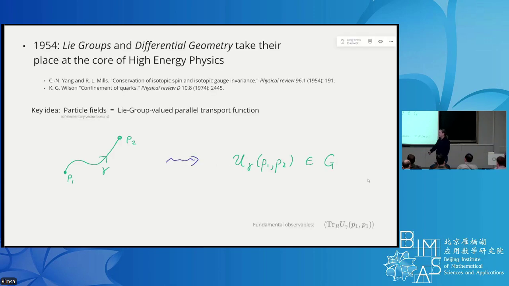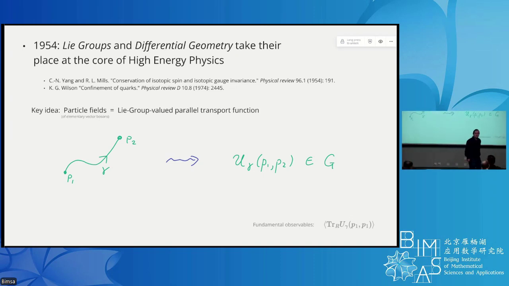So in 1954, Chen Ning Yang and Robert Mills proposed a theory which is now known as non-abelian gauge theory, or simply Yang-Mills theory. This is the theory which today describes the electromagnetic, nuclear weak, and nuclear strong interactions in a uniform manner. Behind this theory was one key brilliant idea, that the particle fields of an elementary vector boson correspond to a Lie group valued parallel transport function.